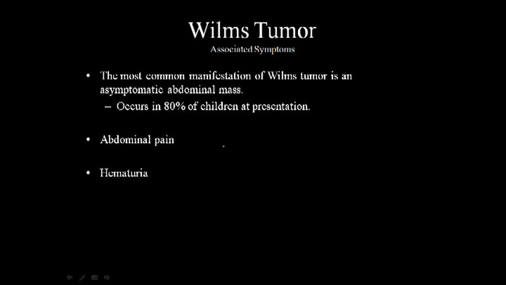The most common manifestation of Wilms tumor is an asymptomatic abdominal mass. And so the patient has an enlarged area of the abdomen, which is a palpable abdominal mass, but they're really not having any symptoms. This occurs in 80% of children at presentation. So a physician is going to be able to palpate or see an asymptomatic abdominal mass that's not causing the patient any problems. In those patients that do have pain, it's going to be abdominal pain, probably mid-abdominal pain, or flank pain. And then some patients are going to present with hematuria as well.